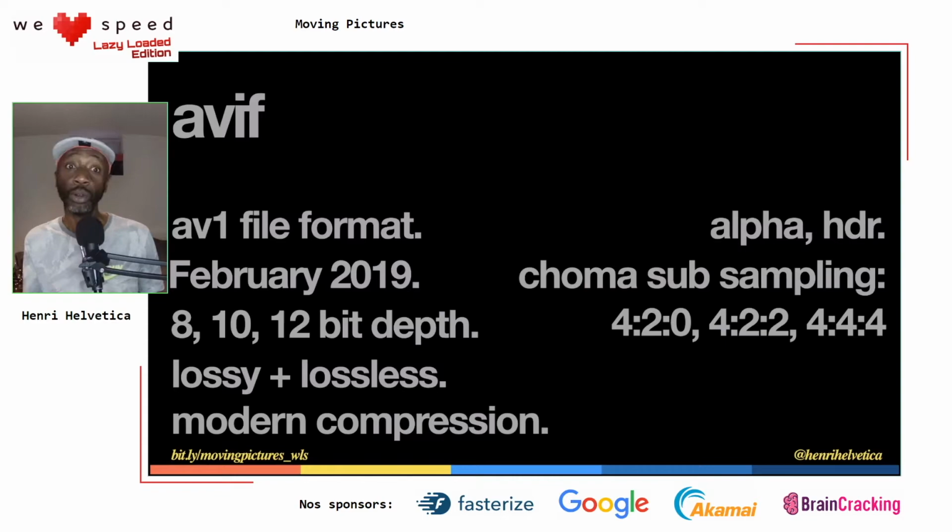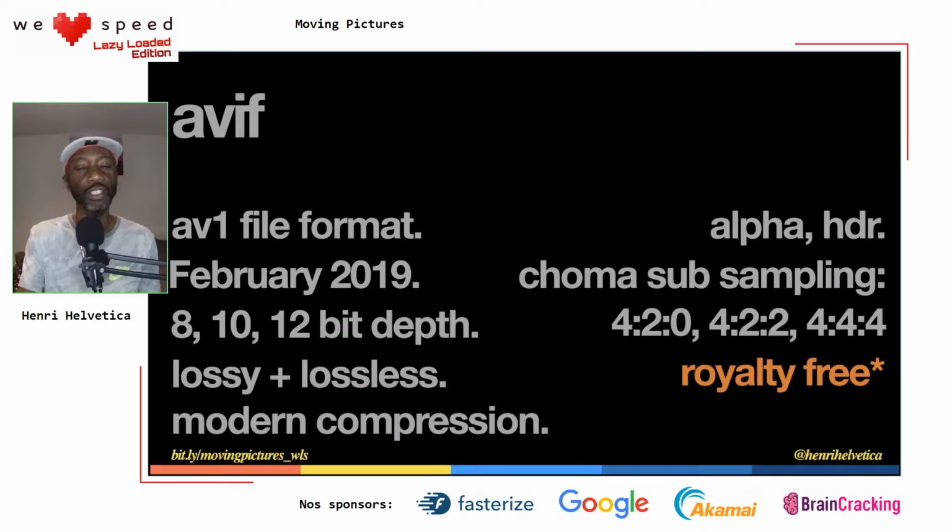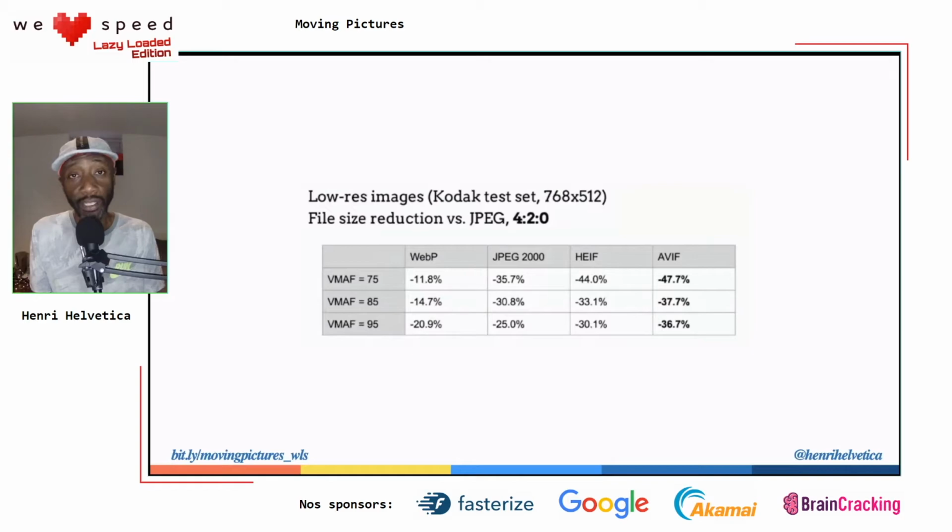Now, these are all great details. But again, another fantastic detail is that it's royalty-free. Now, I put in a little asterisk only because there are rumors that people are going to go after them for particular patent details, but for the most part, it is royalty-free. Now, the one thing you have to know is that it is a fantastic format with great compression. A lot of companies have been experimenting with it already, people at Netflix, and this is some of the details they actually had. In comparing WebP, JPEG 2000, HEIF, and AVIF, each and every time AVIF came in a little smaller. So these are things that are obviously very exciting for the space.